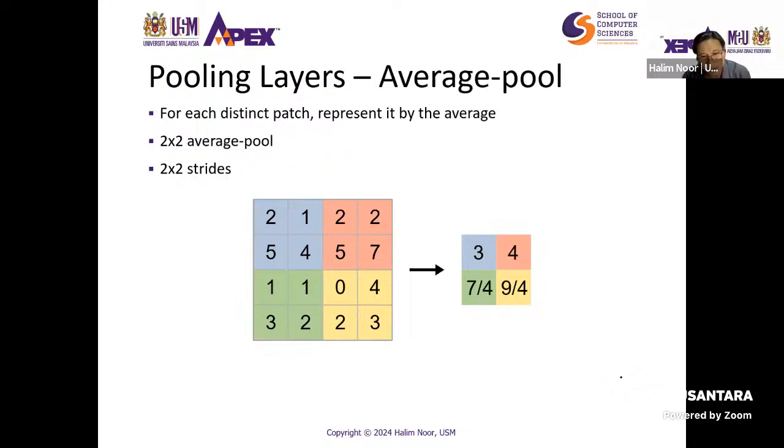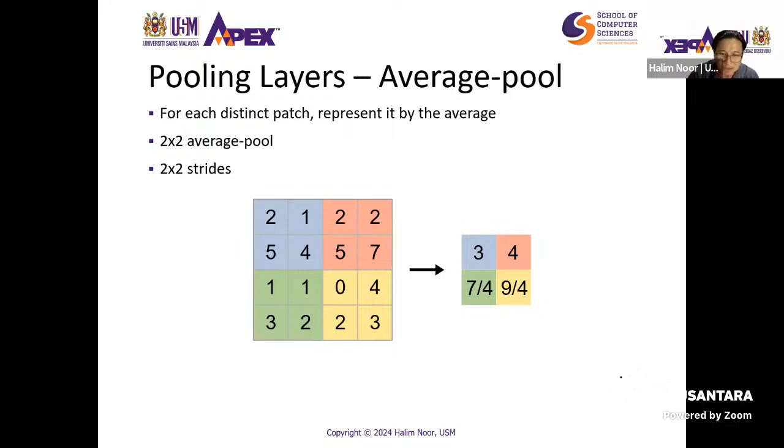For average pooling, using the same parameters, a size of 2 by 2, we just calculate the average. The first set of values is 2, 1, 5, 4. What would be the average of these values? It is 3, so that will be the output. So this is average pooling.